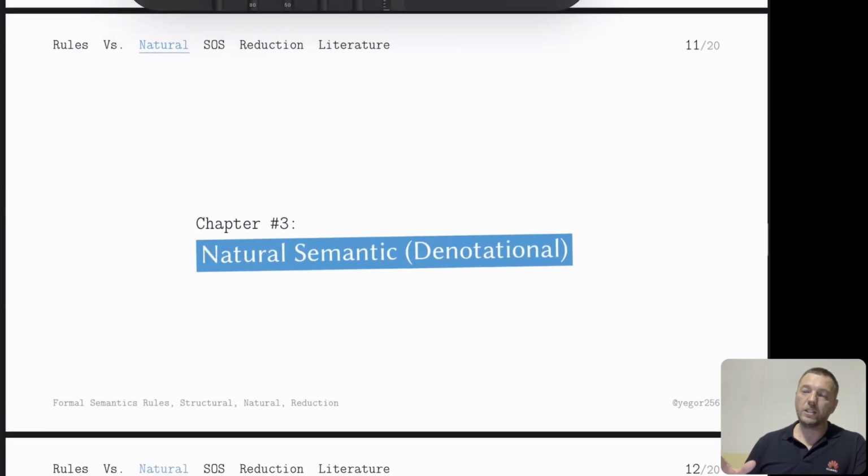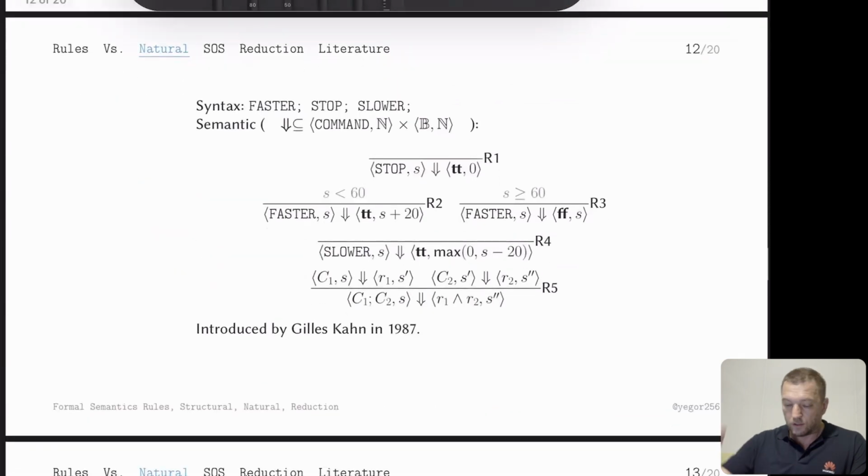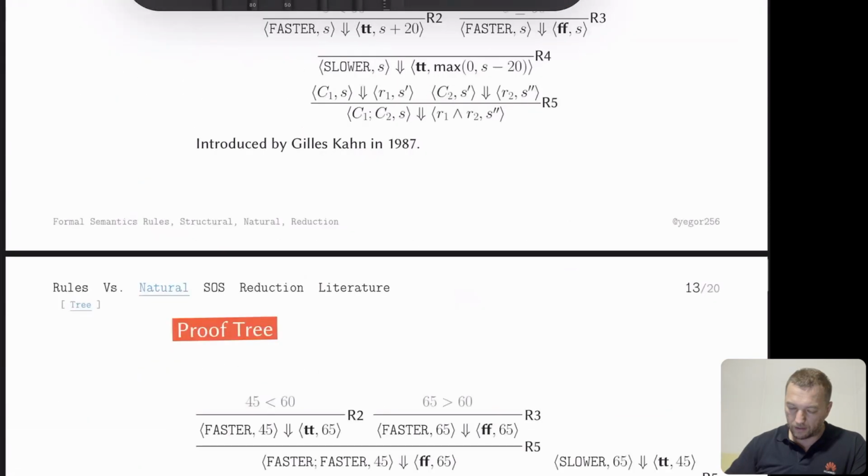So remember, denotational is when we jump from our language to the language the reader already knows. And they called it natural because this word is coming from the idea that it's more natural for people to understand this semantics, I believe. So let's look at the example.